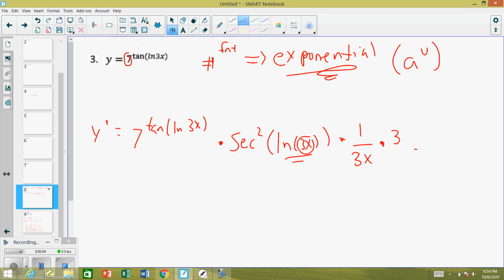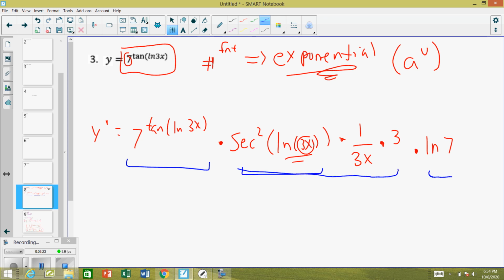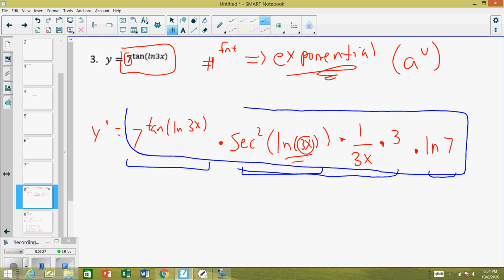And then don't forget to multiply, this is based off of the rule of derivatives of exponentials, by the ln of 7. Now I would leave it that way. We did the rule by rewriting the equation times the derivative of the inside, and that took us a couple chains, and then multiplied by the ln of a. And that is my final answer.